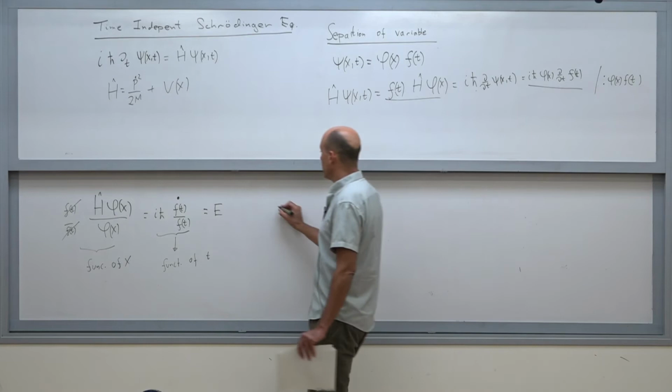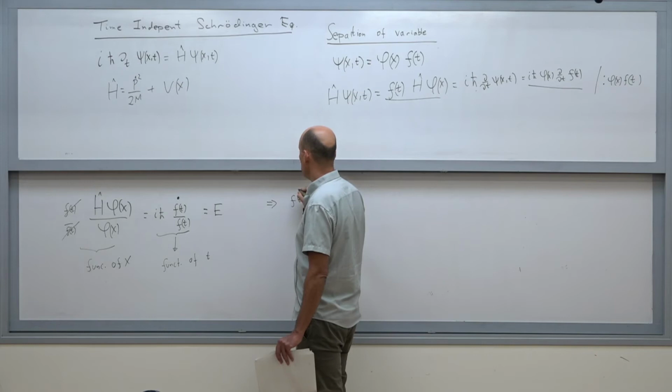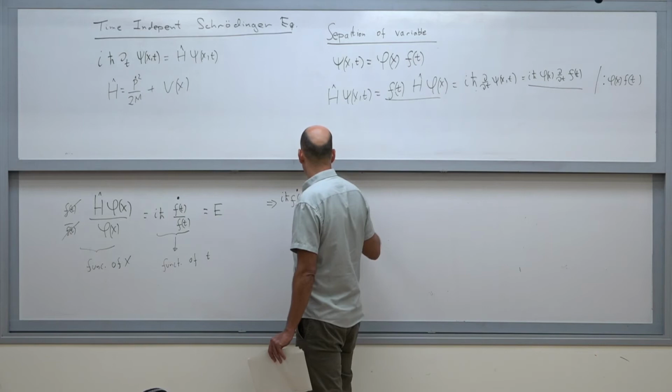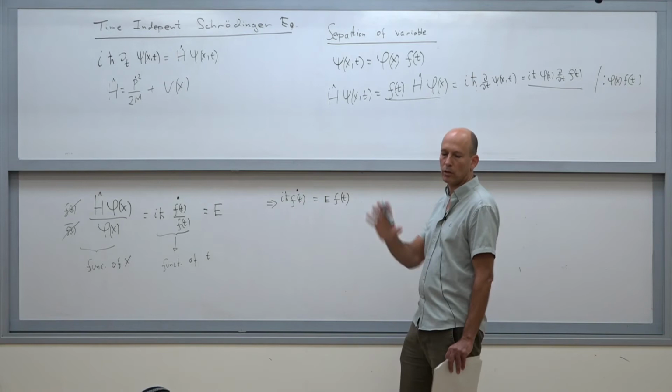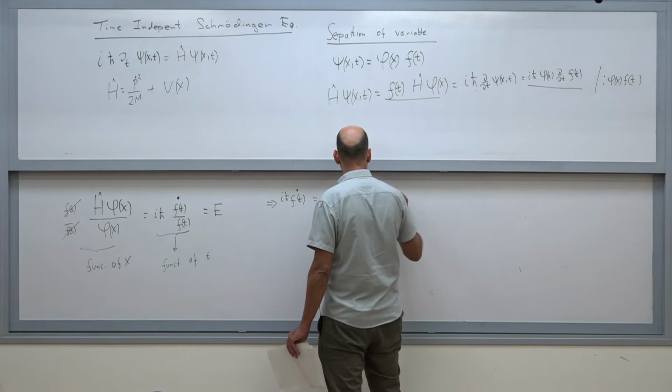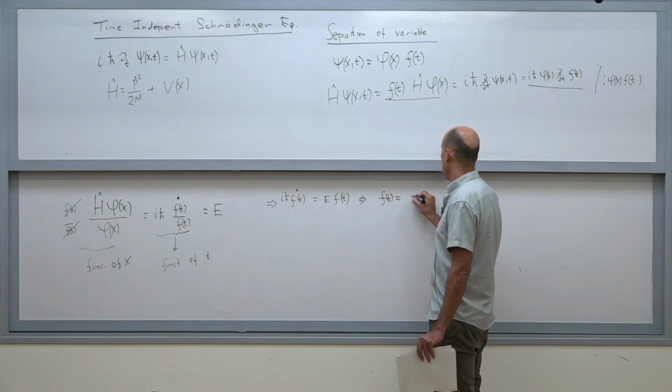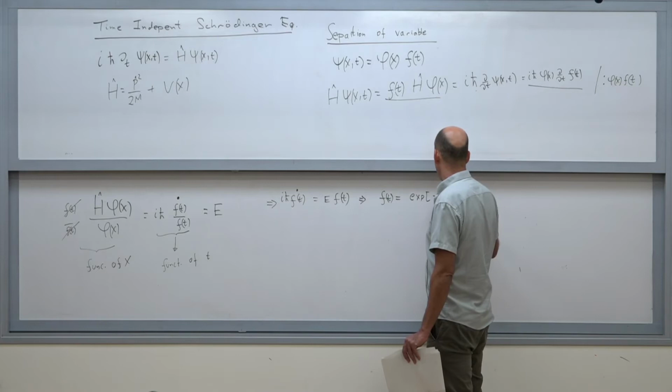Immediately I can gain something. I know something on f of t, because the equation for f of t is rather simple. What is the solution of this equation? Up to some constant. I don't care about the prefactor constant, because that will come eventually in the normalization at the end of the day. So the solution is f of t equals, here is a constant that I don't care about at this moment, exponential of minus i E t over h bar.